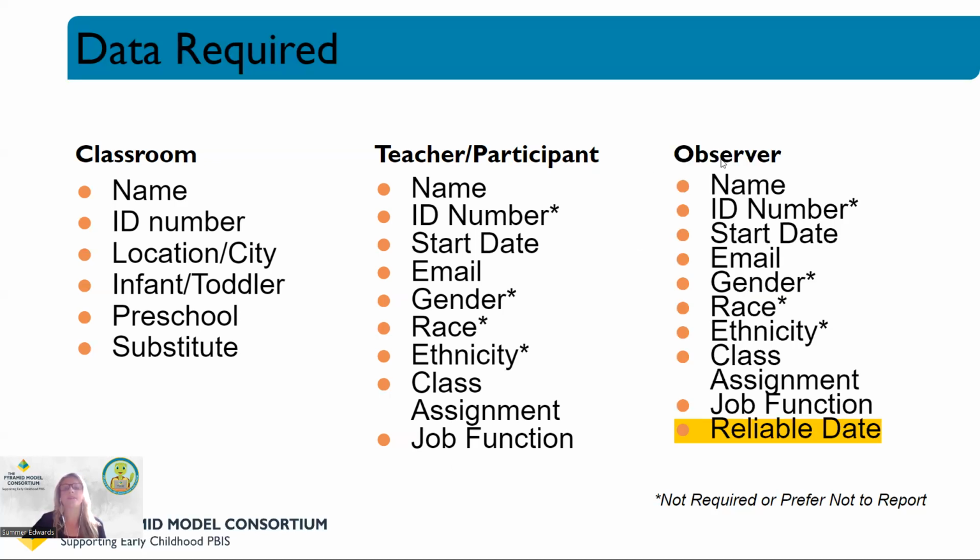Then last, we're going to enter in our observer. So again, this is that pyramid model professional. So all of the same data points: name, ID number, email address, the demographics, class assignment, job function. The additional piece for this person, though, as they are our TPOT or TPITOS reliable observer, is the entering of that training date that's done by your administrator.